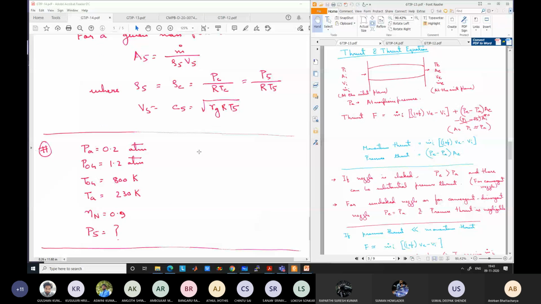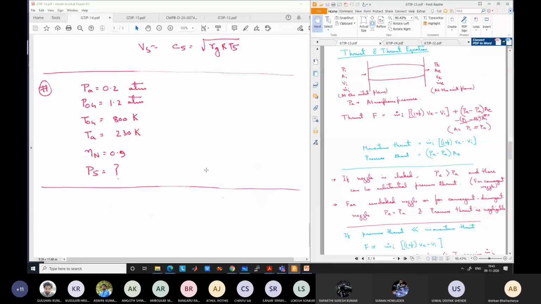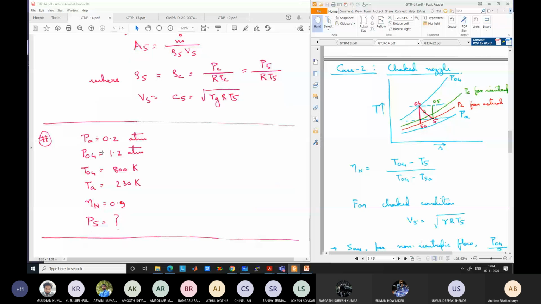Just to get your understanding clear, you can try this. Okay, I don't know the answer also. Say PA, the atmospheric pressure, is 0.2 atmosphere, and using the same terminology that I have given here, P04 is 1.2 atmosphere at the inlet of the nozzle. T04 is 800 Kelvin at the inlet of the nozzle. Ambient temperature is 230 Kelvin. Ambient pressure is 0.2 atmosphere, ambient temperature is 230 Kelvin.